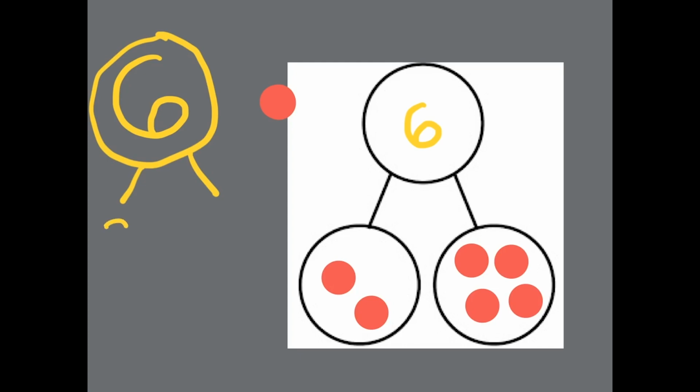Now, how many counters are in this part of my number bond? I see 2. Let's write the number 2. How many counters are in this part of my number bond? 1, 2, 3, 4. I see 4. So let's say the sentence. 2 and 4 make 6. Repeat after me. 2 and 4 make 6. Your turn. And make. Good job.